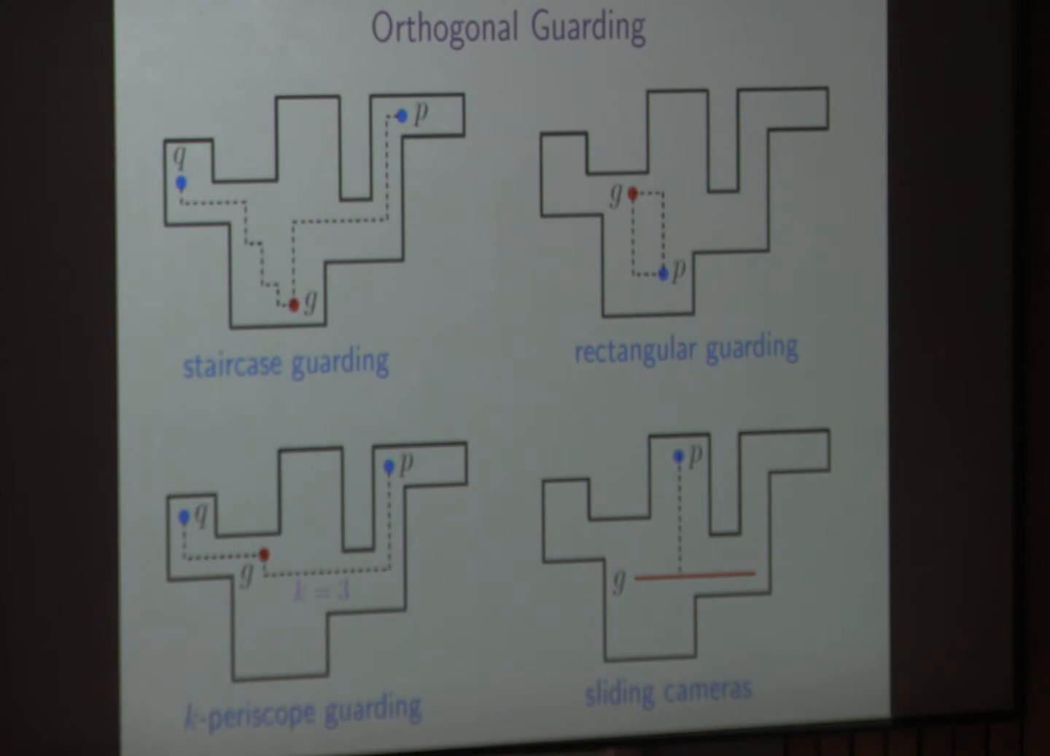And finally, sliding cameras, where the guard is actually this time an orthogonal segment. G can see a point if the normal from that point to the segment lies entirely inside the polygon. So basically, if it's horizontal, it sees directly up and down. If it's vertical, it sees to its left and right. All right, so here are these 4 orthogonal guarding variants that we will look at.